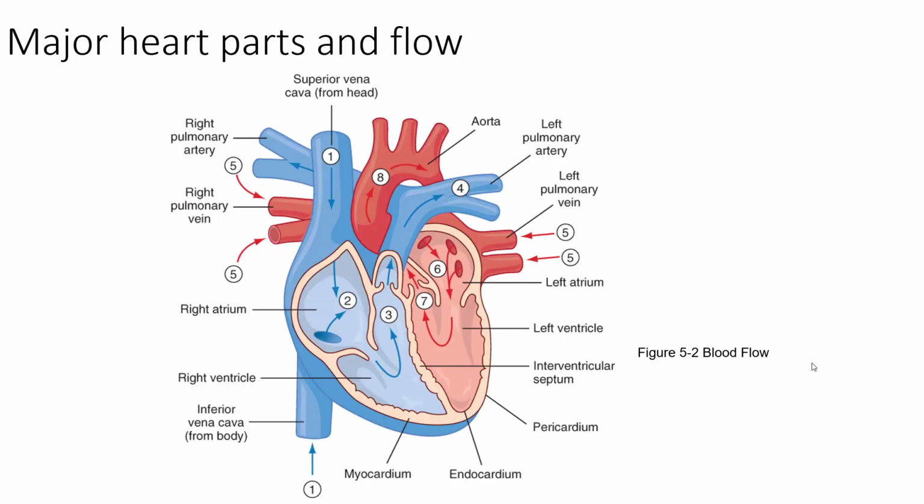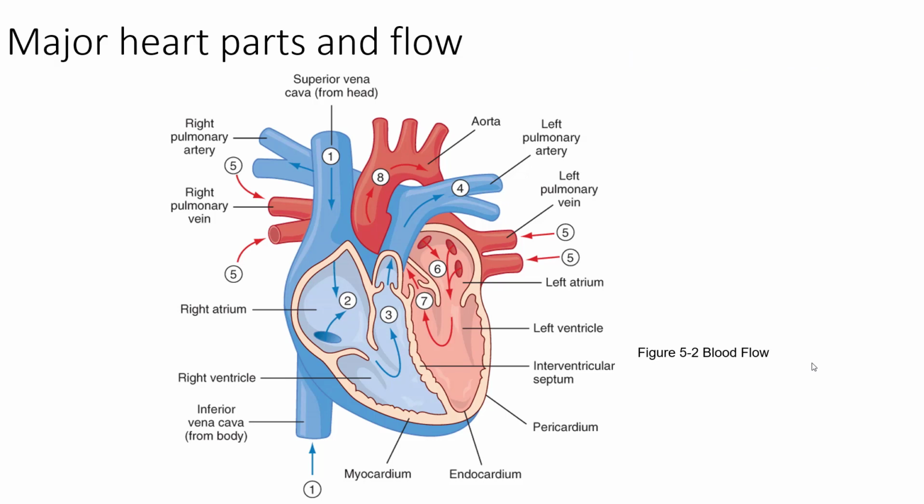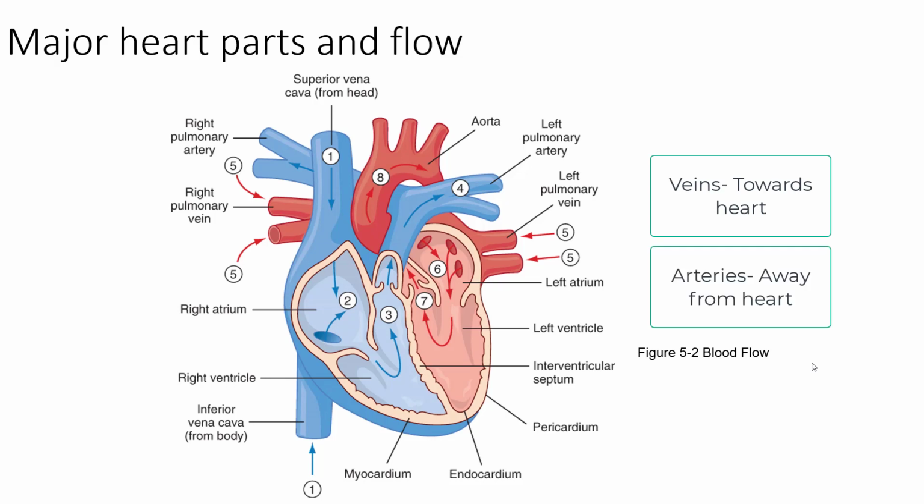Let's look at the major parts of the heart and how blood flows through it. You may want to check in with someone who went to lecture because we are going to draw a kind of black box diagram of the heart and how the flow works in there in lecture. So there are atria and there are ventricles. You can see here that there are veins and arteries attending these. Veins are going to be going towards the heart. Arteries are going to be going away from the heart.